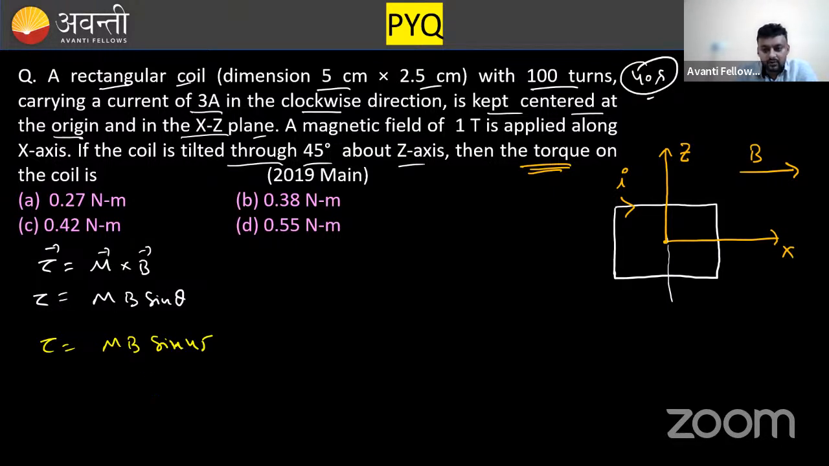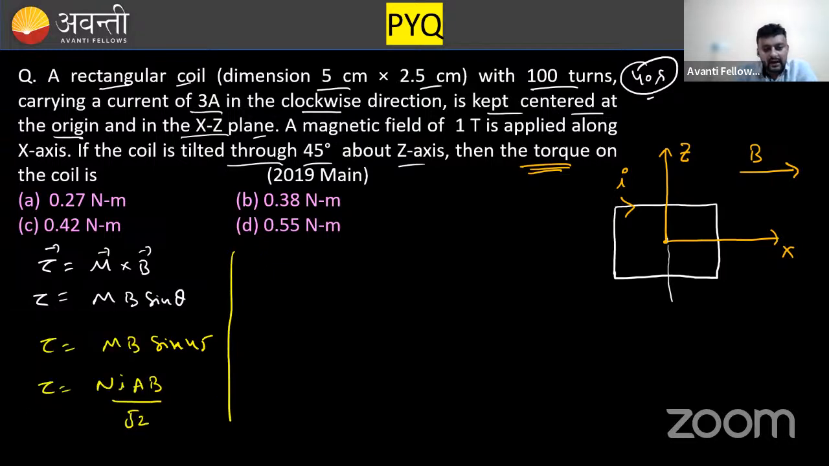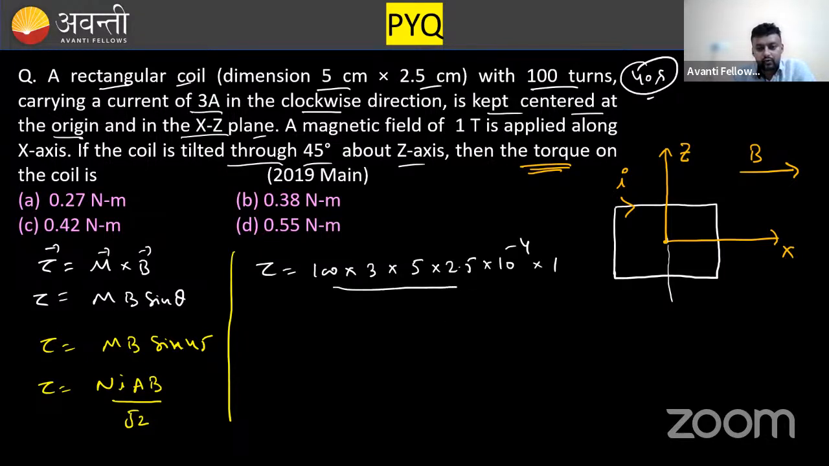Just place the values. What is M? NIA, magnetic field, and sine 45 is 1 by root 2 basically. You can put the values and solve. N is what? 100. Current is what? 3 ampere. Area is what? 5 centimeter into 2.5 centimeter. If you convert it into meter, it will become 10 to the power -4. Magnetic field is 1 Tesla divided by root 2.